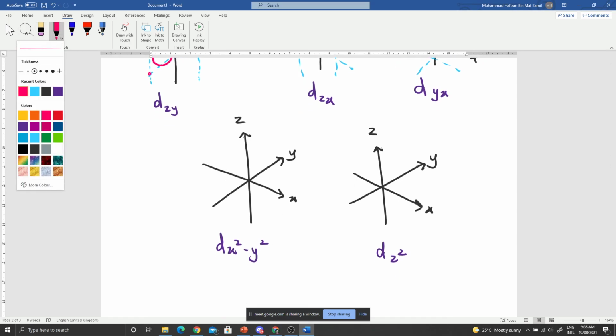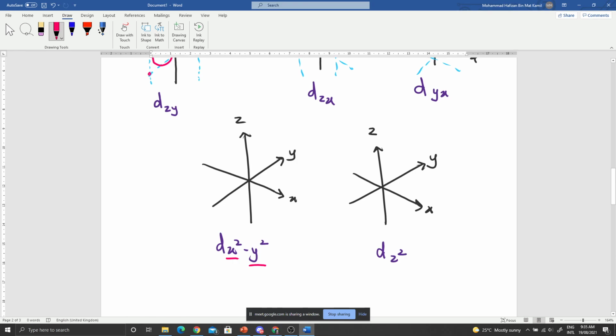So untuk X squared, Y squared, this one is super easy. Okay, just tengok X dengan Y. So the orbital is right on top of X axis and right on top of Y axis, like that. And then untuk Z squared, Y squared, it's just that there's one orbital on top of Z axis and we have a donut ring keliling dia. So it's just that the donut ring, so that's why I suka guna.